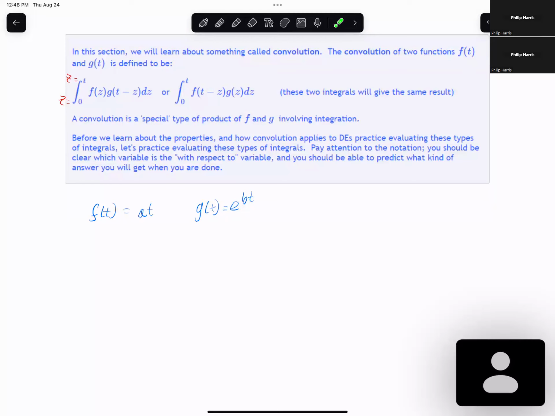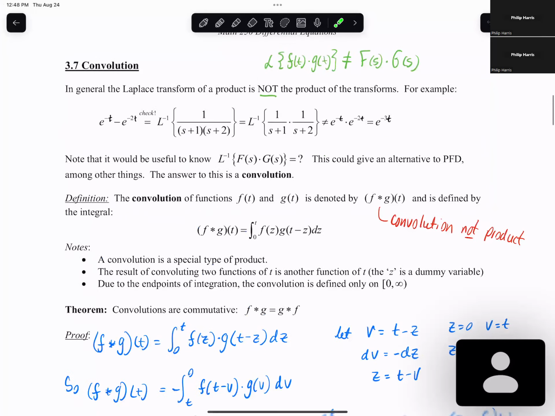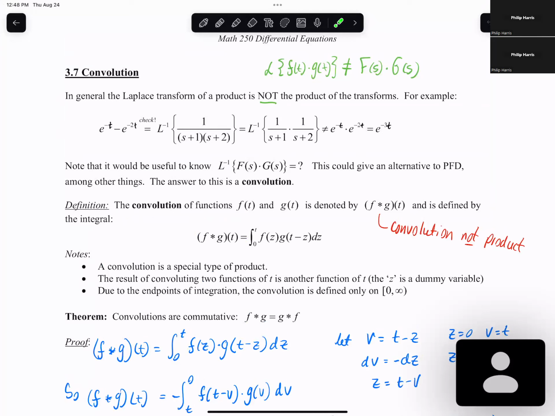All right, so that was some prerequisite skills we will need for this section. I'll introduce the topic here. So convolution. The issue we are interested in fixing is that the Laplace transform of a product of functions is not the product of the transforms. More specifically, the Laplace transform of little f of t times little g of t is not big F of s times big G of s. This would have been helpful if it were true, but it is not true.